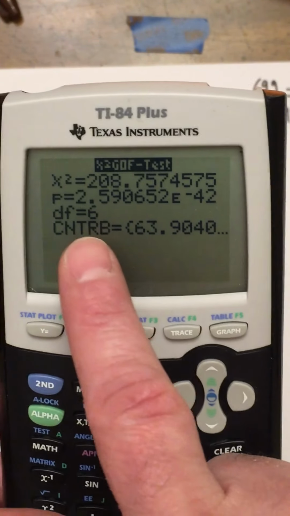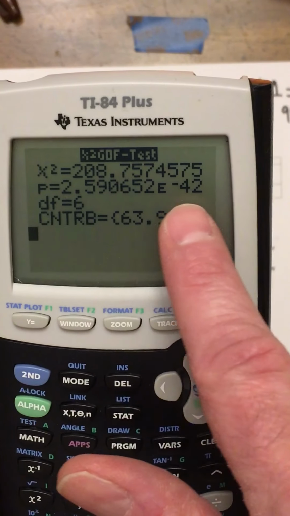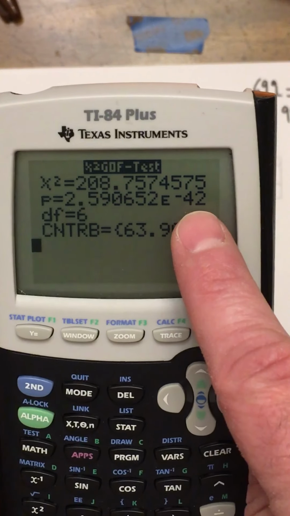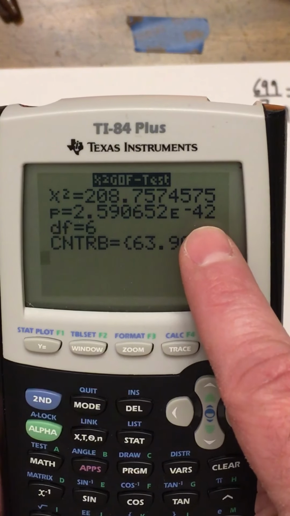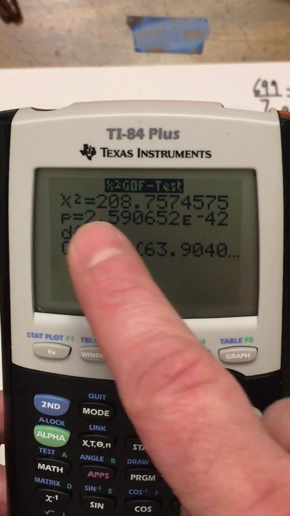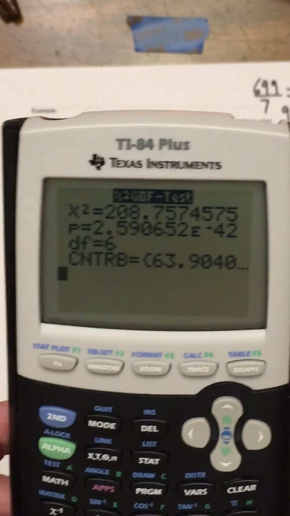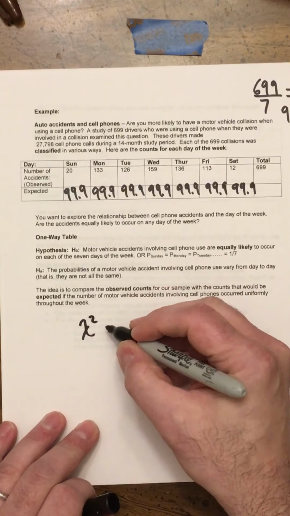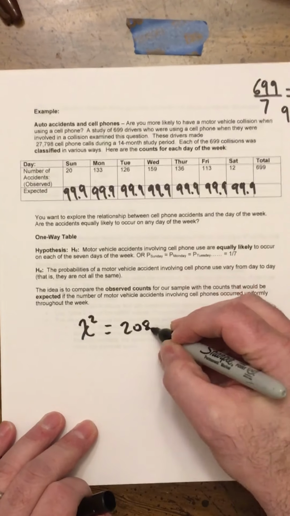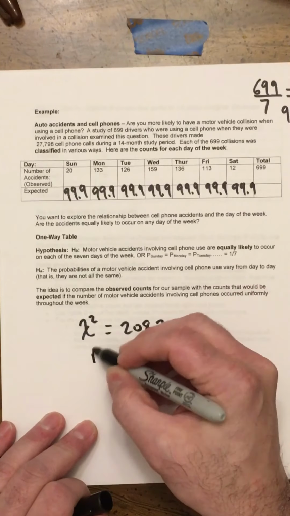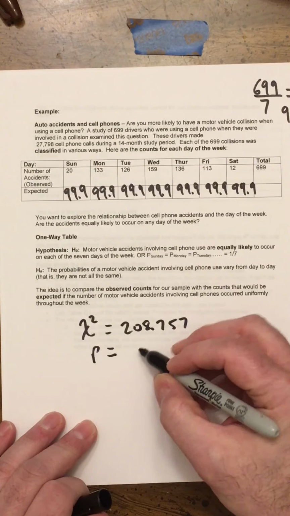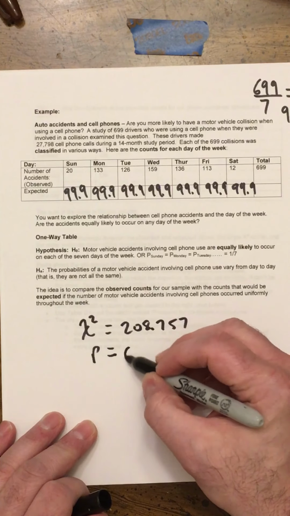The more important thing is this p-value. It's as close to 0 as humanly possible. It has like 41 zeros and then followed by a 2. So this is as close to 0 as possible. Let me write these numbers down. So what we have is a chi-square of 208.757 with an associated p-value of practically 0.